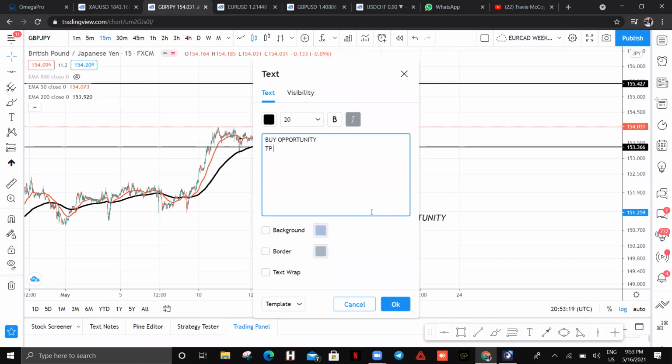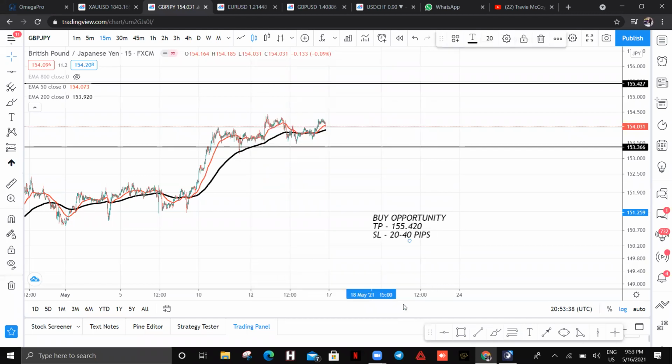Take profits at 155.420. For the stop loss, we have to look at it, maybe between 20 to 40 pips. That is 1 hour after the market has opened.